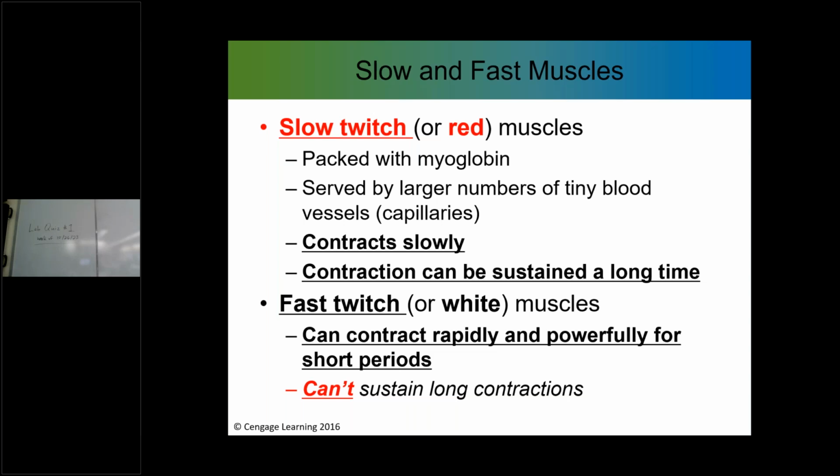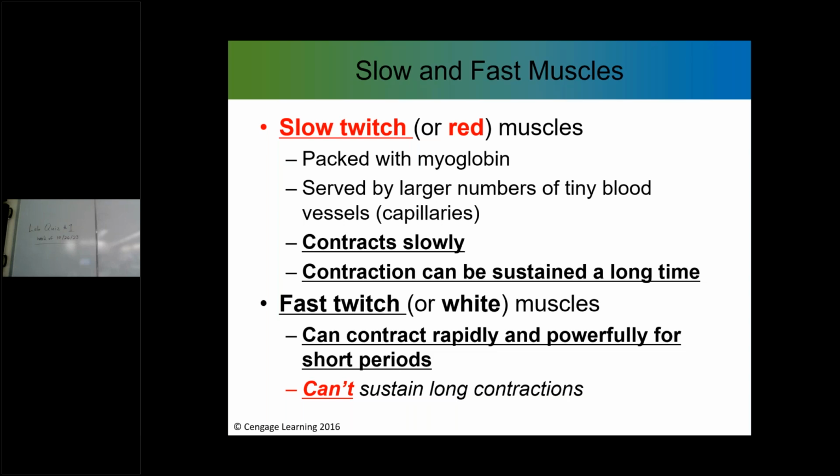So slow twitch contracts slowly. Contraction can be sustained over a long time period, right? Fast twitch contracts rapidly and powerfully for short periods, but can't sustain that contraction for a long period of time. So slow twitch, slower, longer lasting; fast twitch, quicker, shorter lasting, okay? Not as much of a duration.